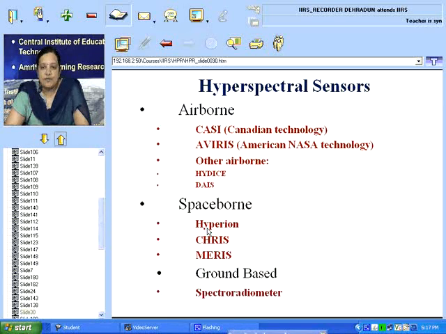So a number of sensors are available. Primarily they are more in airborne and spaceborne. Among the airborne sensors, we have the Canadian technology, compact airborne spectral imager, the American airborne visible infrared imaging spectrometer, AVIRIS, and HYDICE, the digital airborne imaging spectrometer. Spaceborne, we have Hyperion, CRIS, MERIS, and a few ground-based spectroradiometers are there for making ground-based observations.